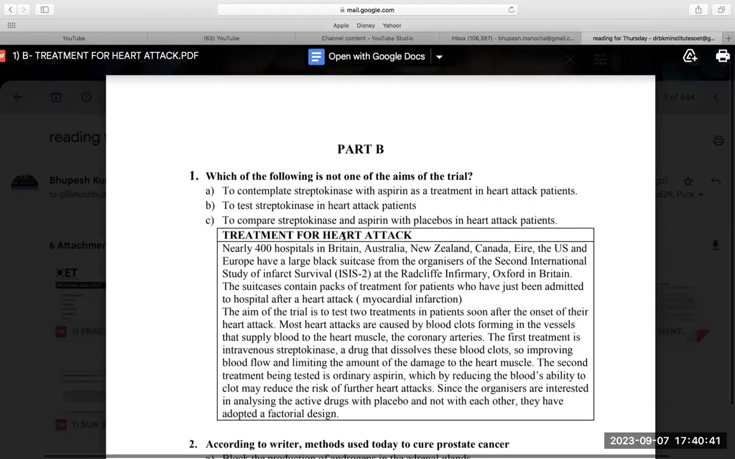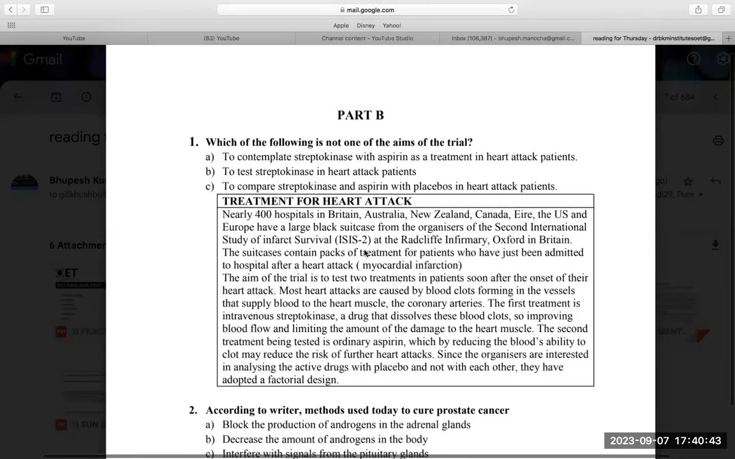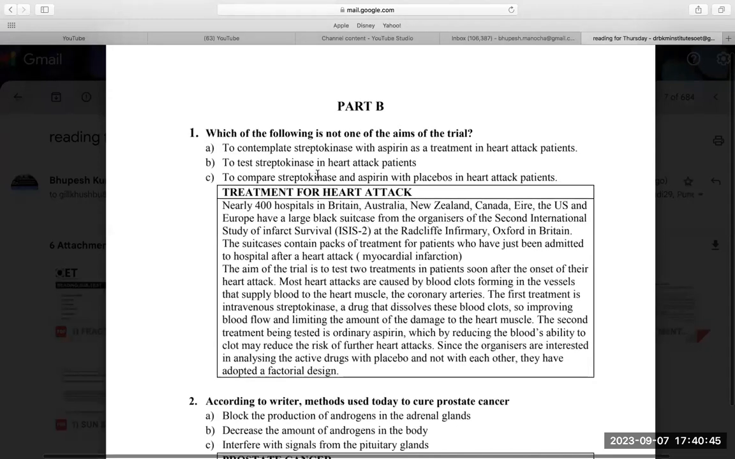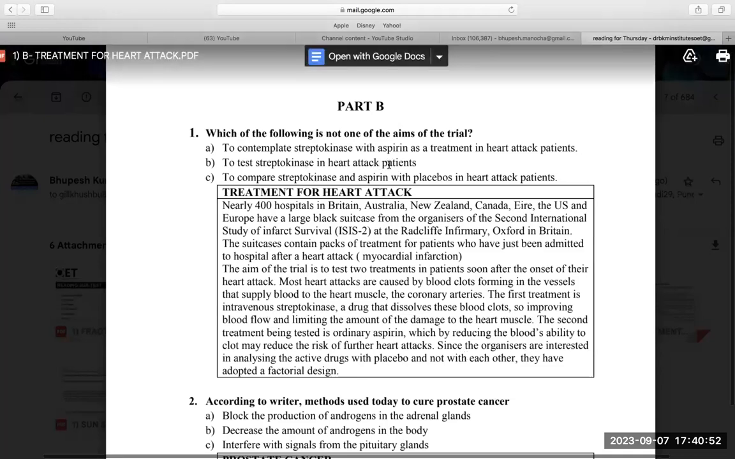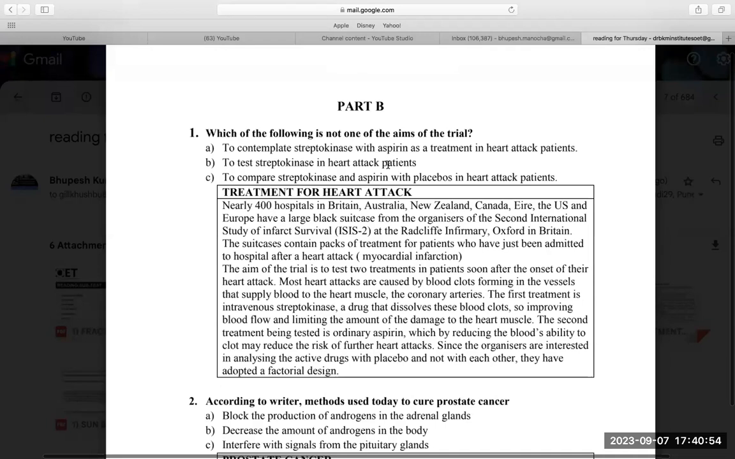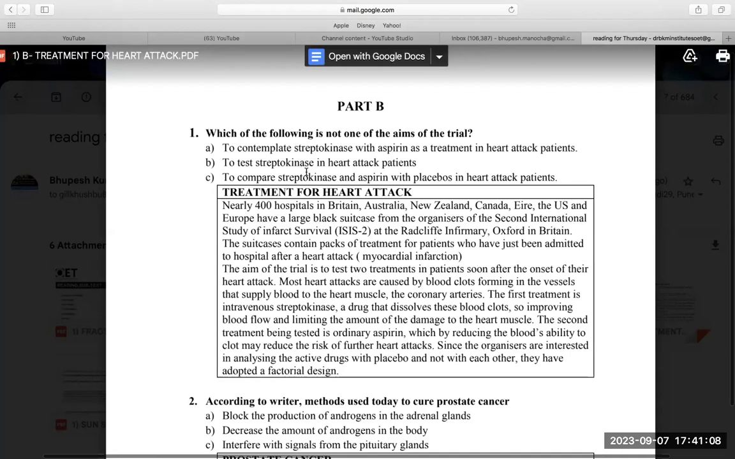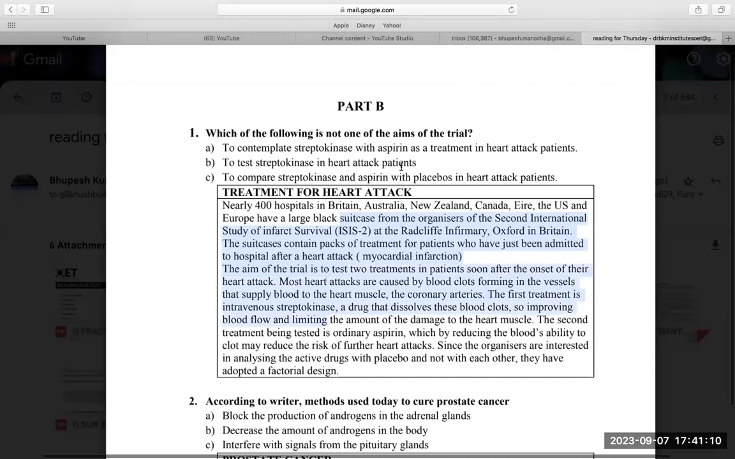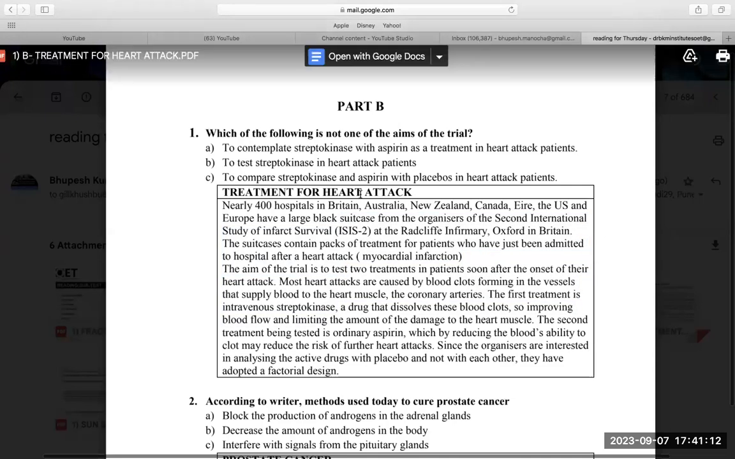So basically, what I have done in the first is that to compare streptokinase and aspirin, they were saying not with each other. To test the streptokinase in the heart patients, yes, it was saying. So this was the thing that they were not aiming. They were not trying to compare these. Oh, sorry. They were trying to compare two active drugs with placebo. So to compare streptokinase and aspirin, that is active drugs, with placebo. So that was given true.